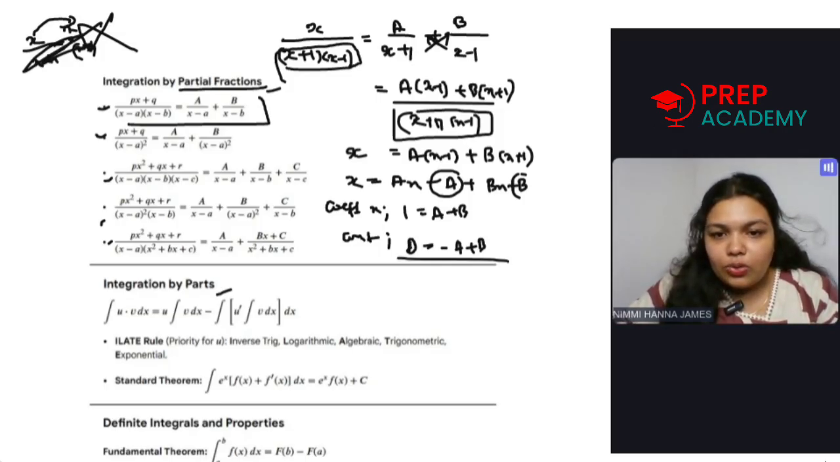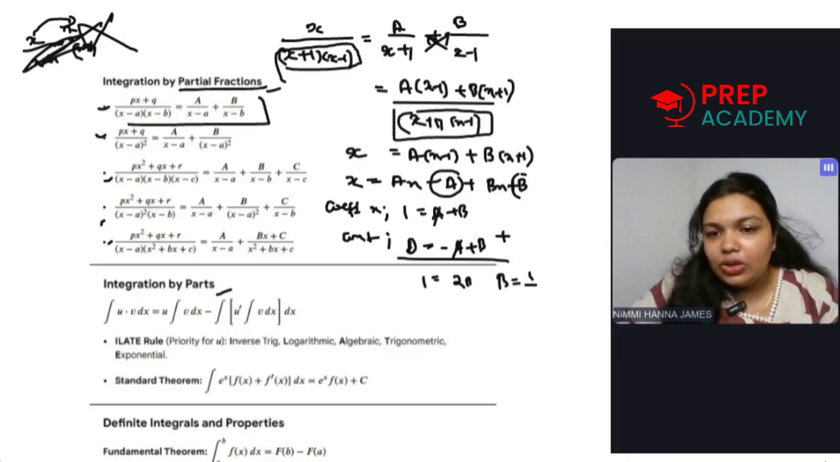So we just add these two equations. So a and minus a will get cancelled. So 2b is equal to 1. That means b is equal to 1 by 2. Okay, it is that simple.